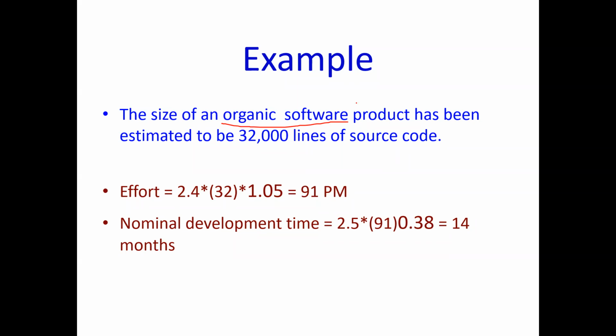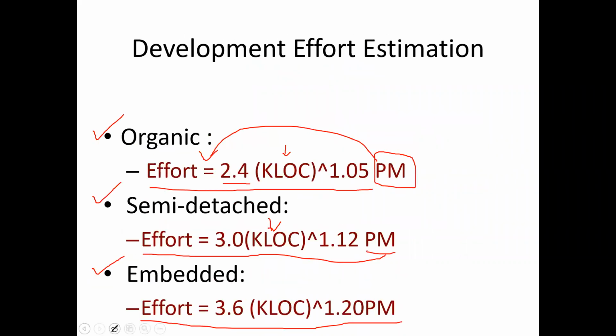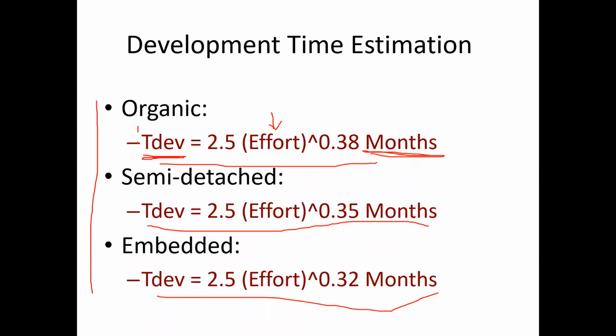So you understood that particular thing, organic software. Organic software means the easiest software. So according to that, which formula should you apply? Please try to understand this. This is a very easy thing. Organic software they have already told. So this formula I should take into consideration only for calculating effort, because it is organic type software. And for calculating time for development, this formula you should use for that particular software.